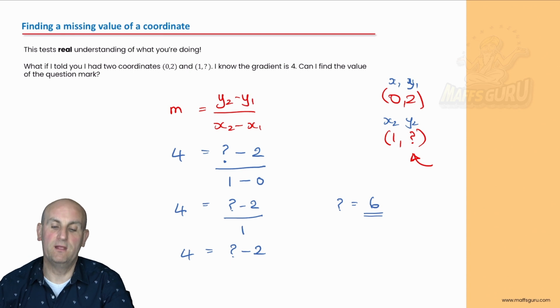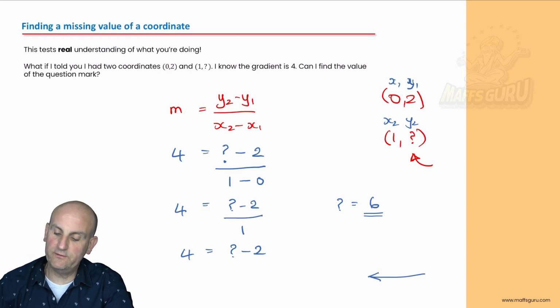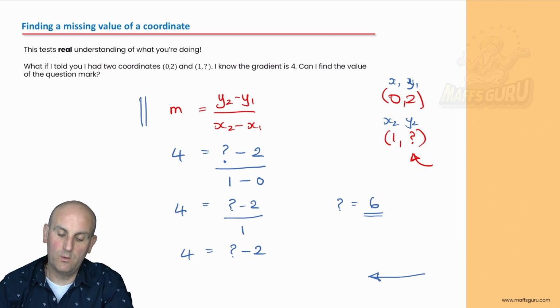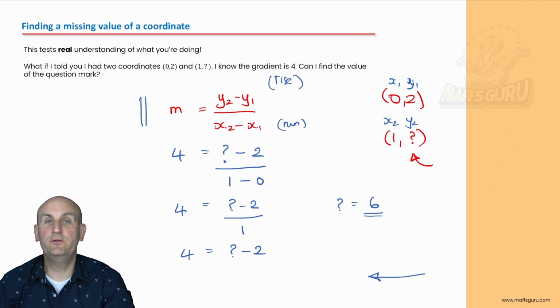Well, again, this is doing maths backwards. This is taking the information that you've been given, that formula here, y2 minus y1 over x2 minus x1, which is otherwise known as rise divided by run, in a different way. And I'm just doing it backwards. Maths is awesome when you get your head around it.